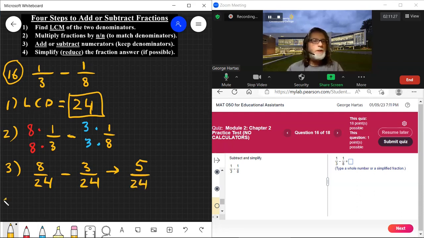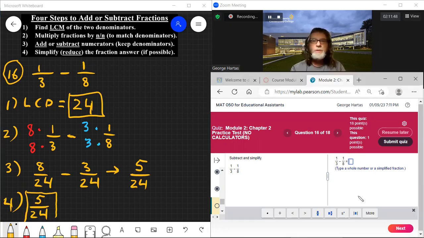Then step 4 says, reduce if possible. So we have 5 over 24. Is there a number that divides evenly into both to reduce these? No. And that's our final answer right here. So 5 over 24 is our reduced answer.